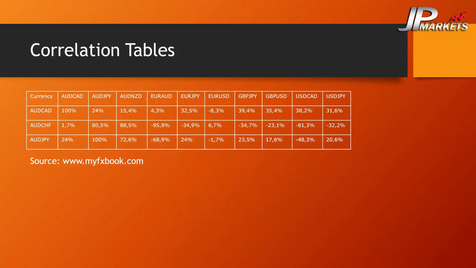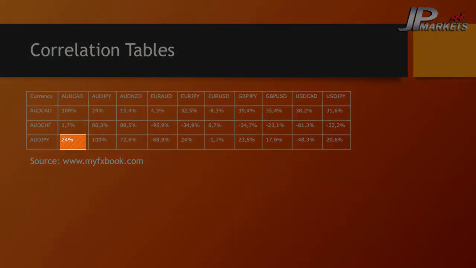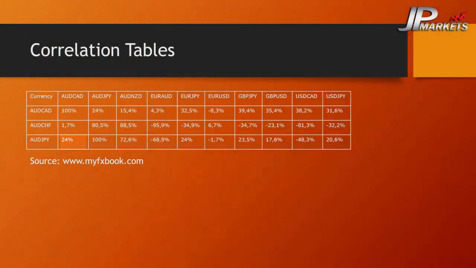Let's have a look at trying to understand the correlation tables. The column across the top is our currency pair, and the column on the left is also a currency pair. We are looking at the relationship between these two pairs. Looking at the table, we can see that we have Aussie Canadian and Aussie Yen showing a value of 24%. This means that there is a slight positive correlation between these two pairs, but not high at all.